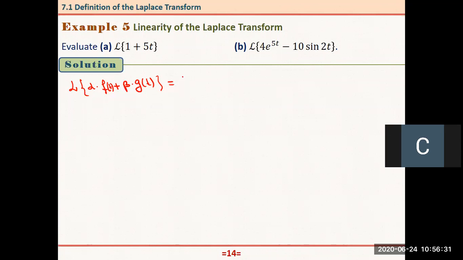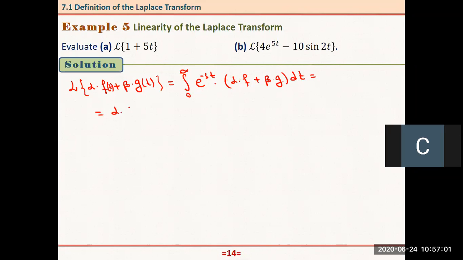I can write it, using the definition, as the integral from 0 to positive infinity of e to the power minus st times the function. Here the function is alpha times f plus beta times g, dt. Using the property of the integral, because we know the integral operator is linear, I can separate them. And alpha is a constant, so I can take it out.